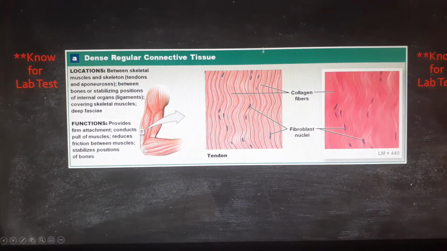So here is a diagram of dense regular, and here is an actual photomicrograph. So you can see all this wavy pattern, all of these are the individual collagen fibers, and they're all going basically the same way. The purple elongated ovals are the nuclei of the fibroblasts making these fibers. This one will be on your lab test.